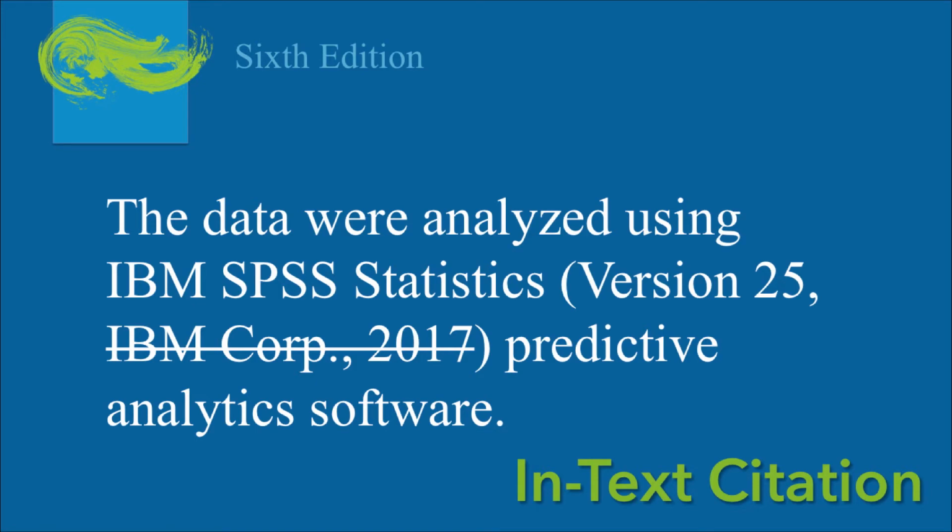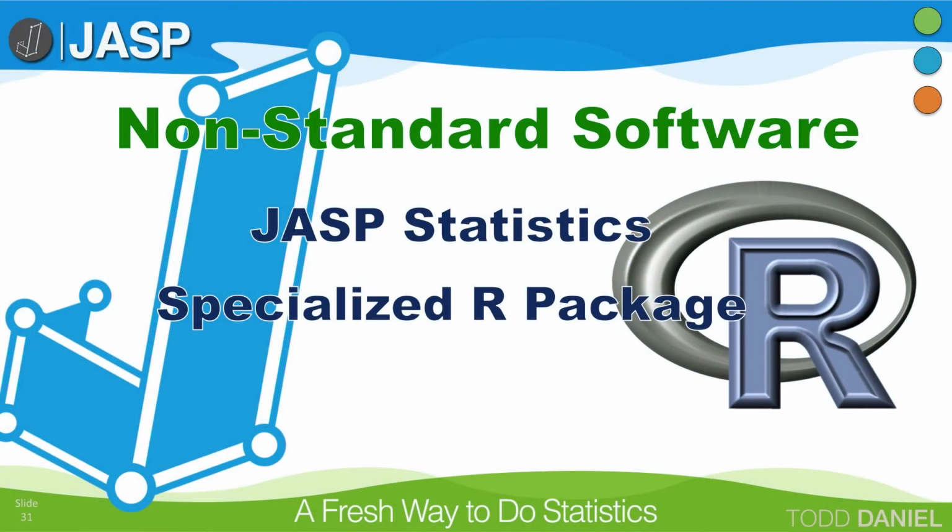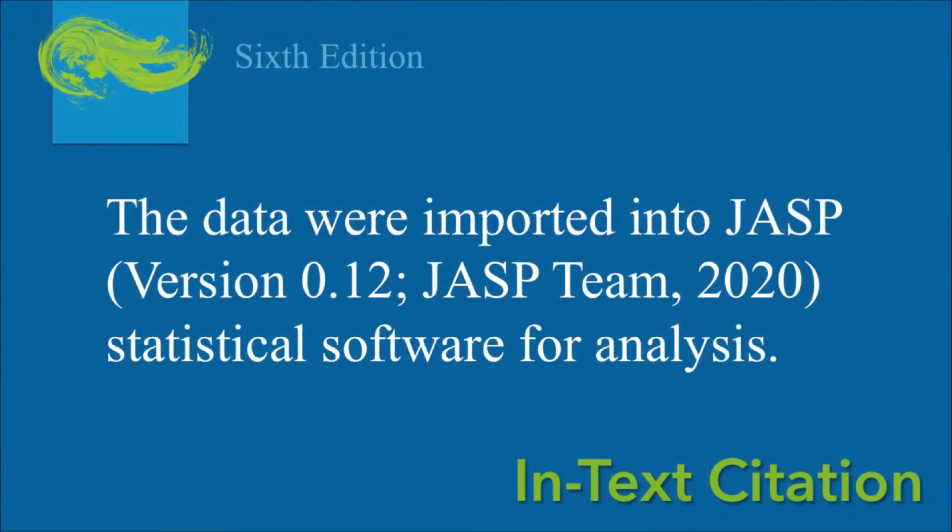On the other hand, if you were using a more specialized or obscure software, like the JASP program for your analysis, or a specialized R package, you would write something like this: name of the software, followed by the version number, and a reference. Both are in parentheses. Because JASP is not standard software, it would require a reference.